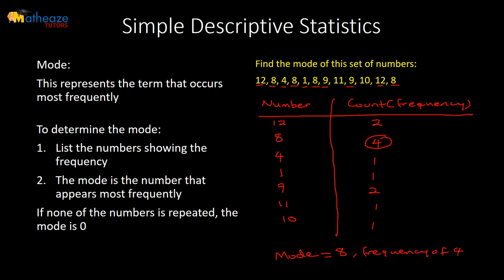Now, it's possible that we may have a distribution where none of the numbers is repeated. In that case, or if all the numbers are repeated exactly the same number of times, then the mode is 0.